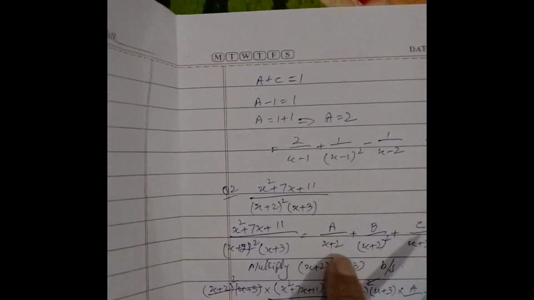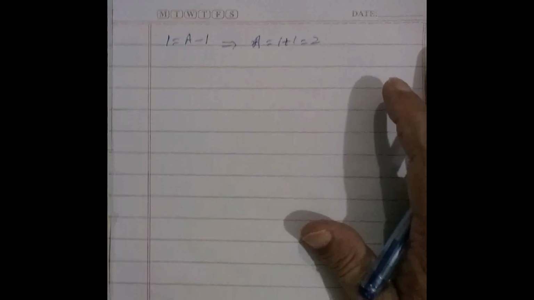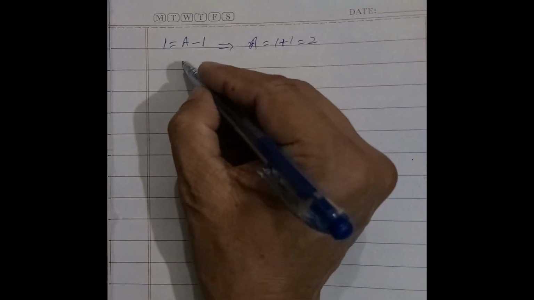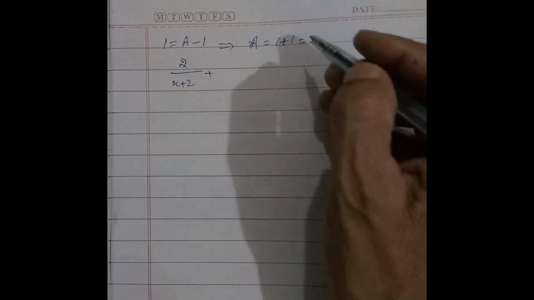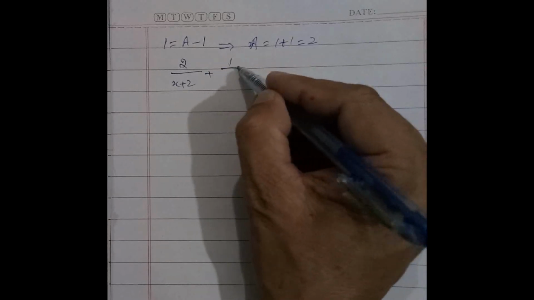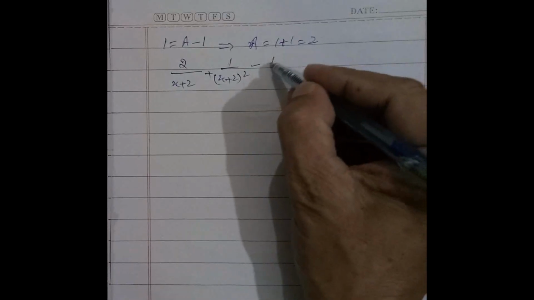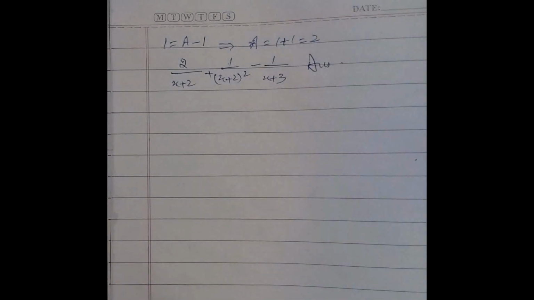Put these values in these partial fractions and get the answer. We get 2 over x plus 2, plus b is 1, 1 over (x plus 2) whole square, and c is minus 1 over x plus 3, and it is the answer for the values of a, b and c.